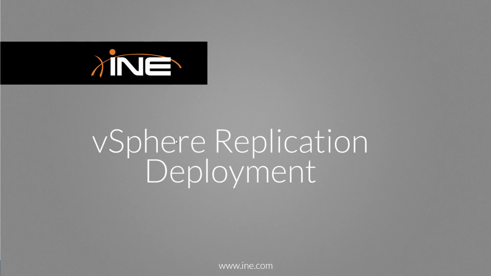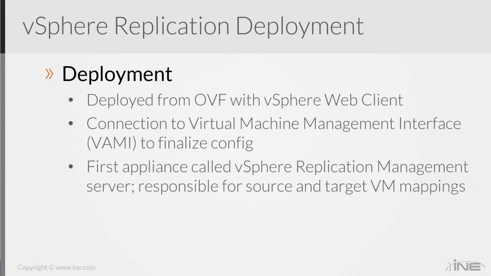Okay, so I have a couple slides here. Let's go through this first, before we get to the vSphere web client and start our demonstration. The vSphere Replication Appliance is deployed with an OVF through the vSphere web client. Once the appliance is deployed and powered on, we would be presented with the Virtual Appliance Management Interface, or the VAMI, where we can finalize the configuration for the appliance. Once that is finished, we wouldn't be logging back directly into the appliance.